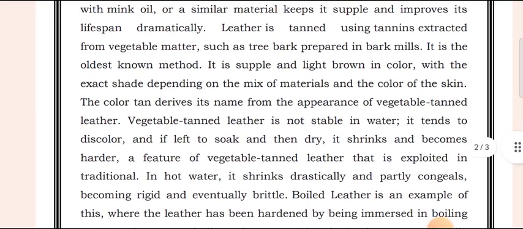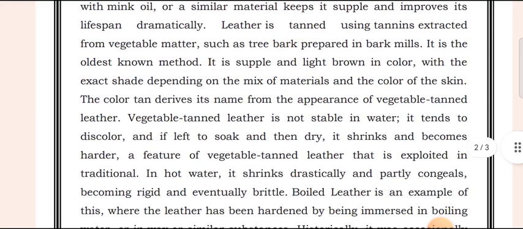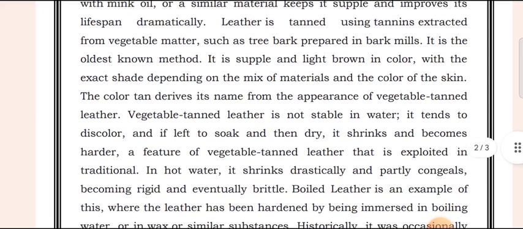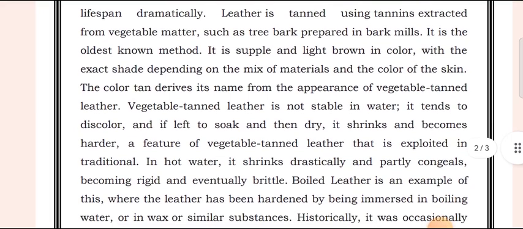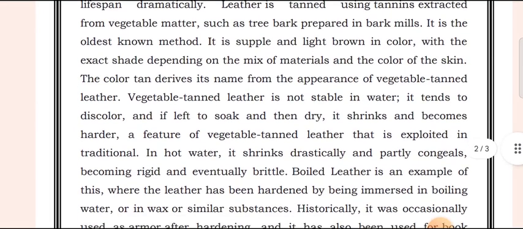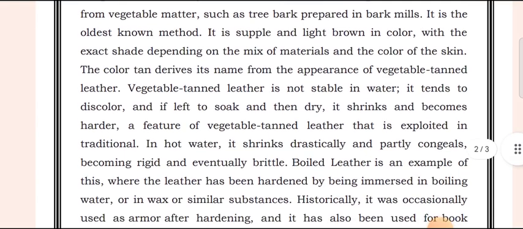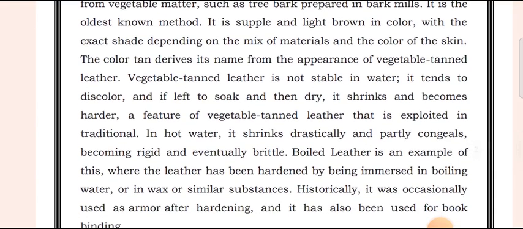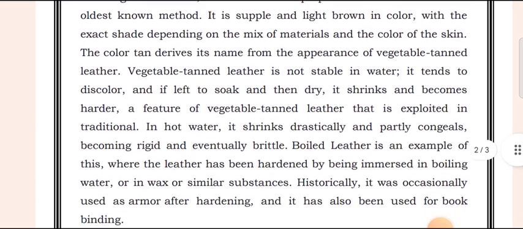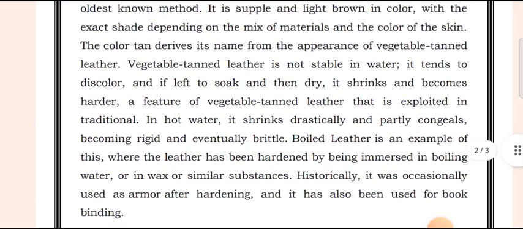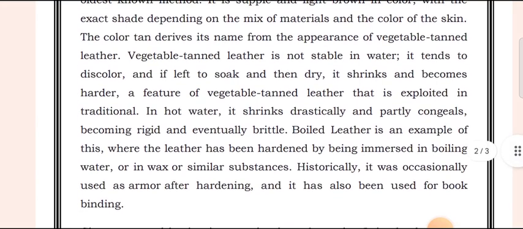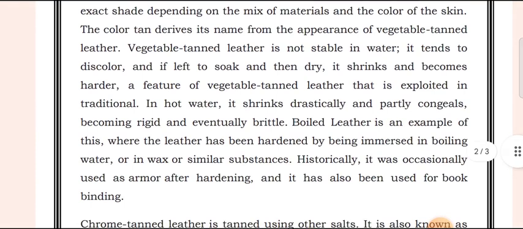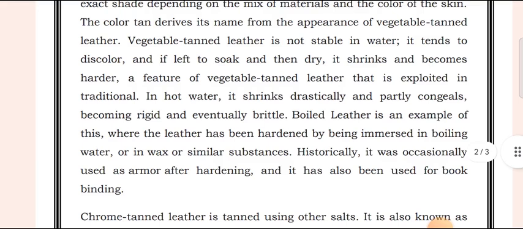Leather is tanned using tannins extracted from vegetable matter such as tree bark prepared in a bark mill. It is the oldest known method. It is supple and light brown in color, with the exact shade depending on the mix of materials and the color of the skin. The color tan derives its name from the appearance of vegetable tanned leather.